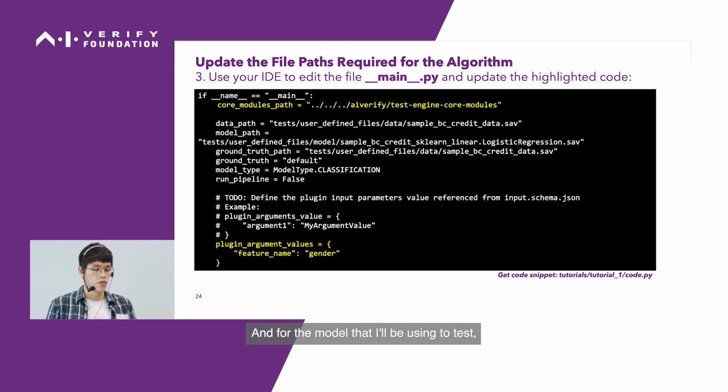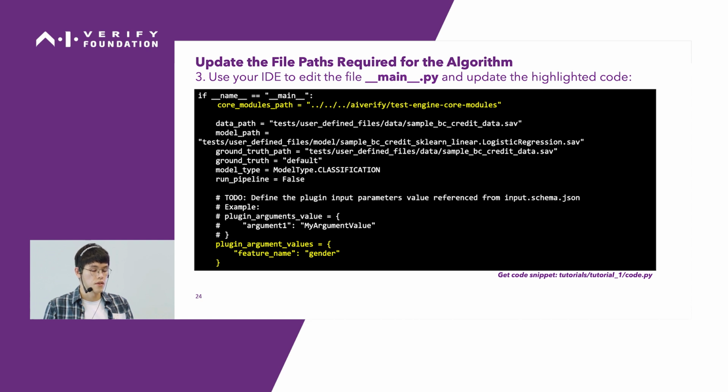And the model that I'll be using to test is something that I have defined as well. All these are provided in the AI Verify repository. The ground truth path will be a set of data that contains the ground truth for your testing. In this case, our ground truth column will be the column called default from the ground truth dataset. The model type also supports classification and regression. For this tutorial, the model type will be classification.